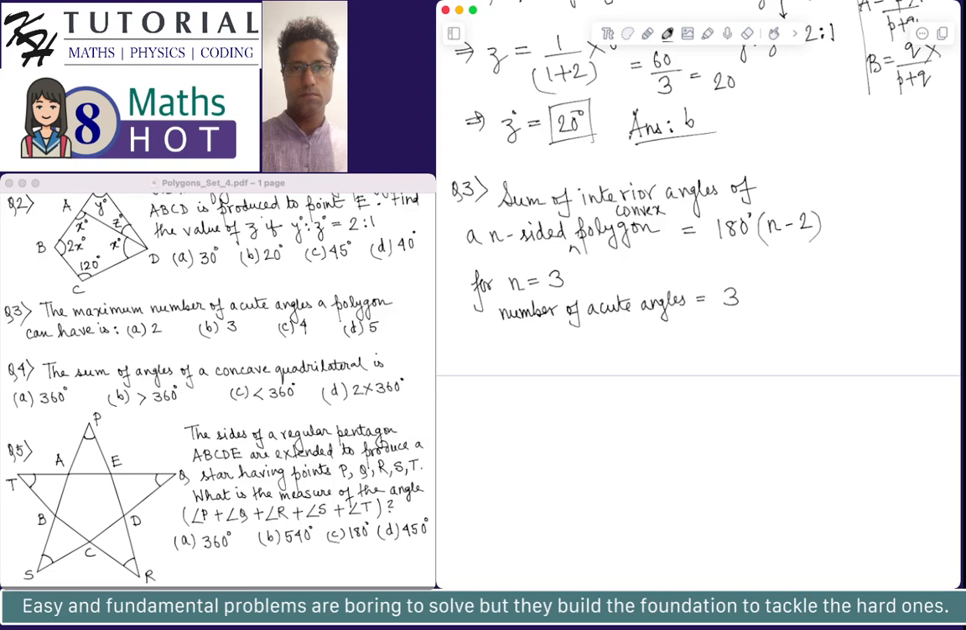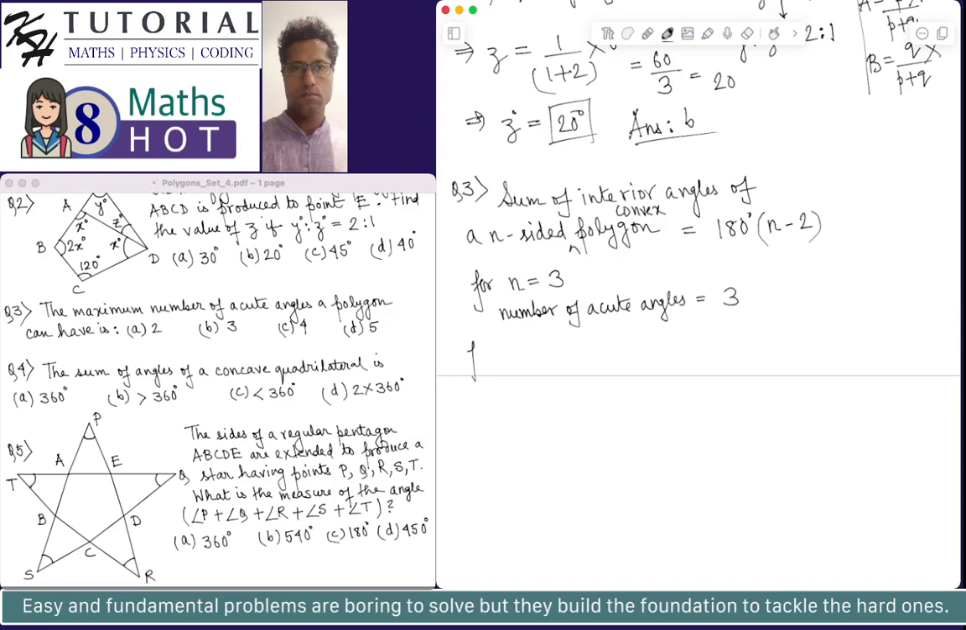The maximum number of acute angles, if we consider the polygon of side 3, which is a triangle: what is the maximum number of acute angles a triangle can have? It is 3, because it can be an equilateral triangle. All the angles of a triangle can be acute, like an equilateral triangle. So for n equals 3, a polygon of side 3, which is basically a triangle, the maximum number of acute angles is 3.